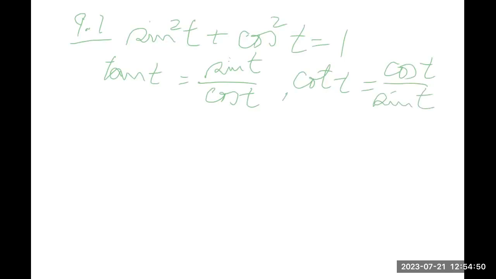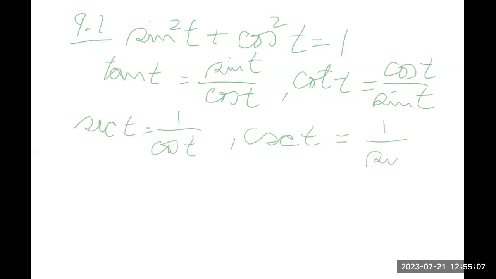And then we also saw how secant t is the reciprocal of cosine, and cosecant t is the reciprocal of sine t. And then finally, cotangent is equal to 1 over tan t. It's the reciprocal of tangent.